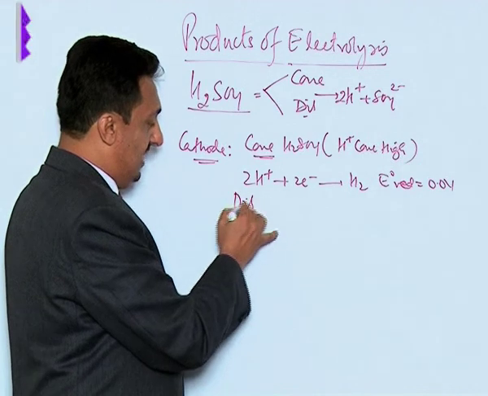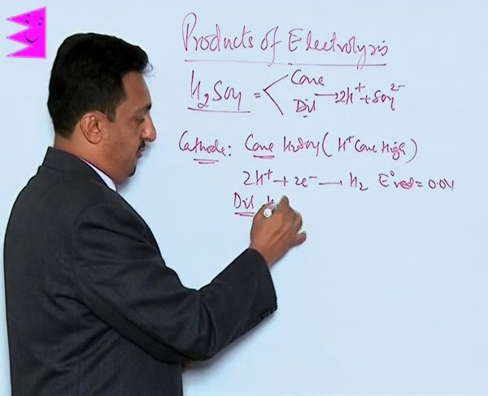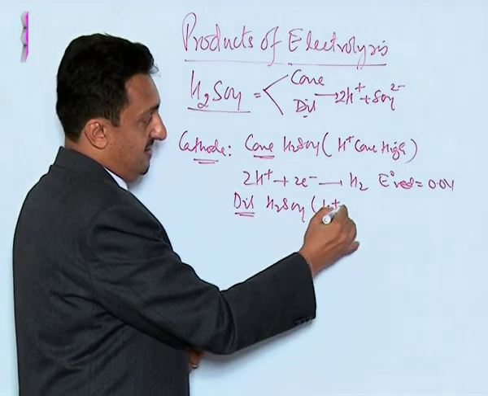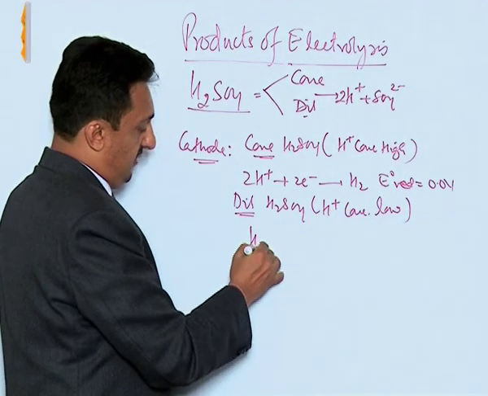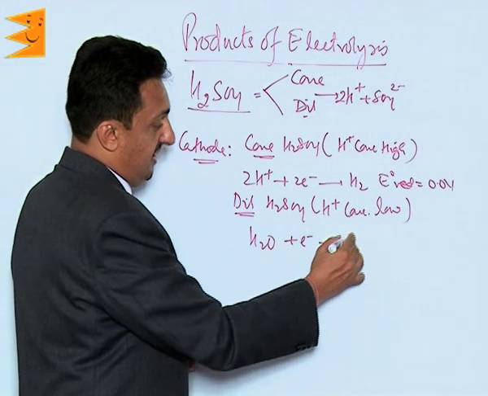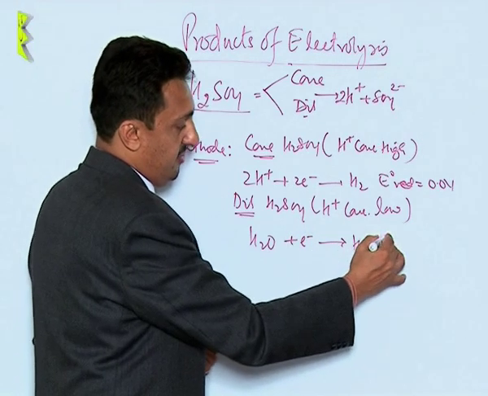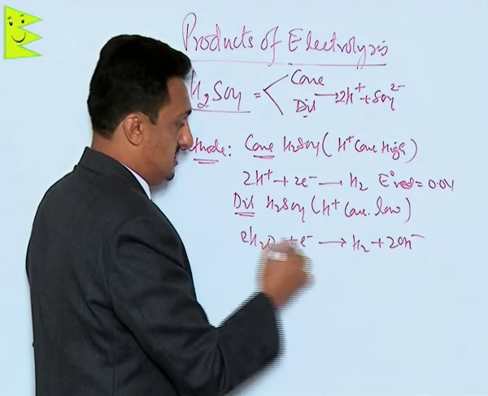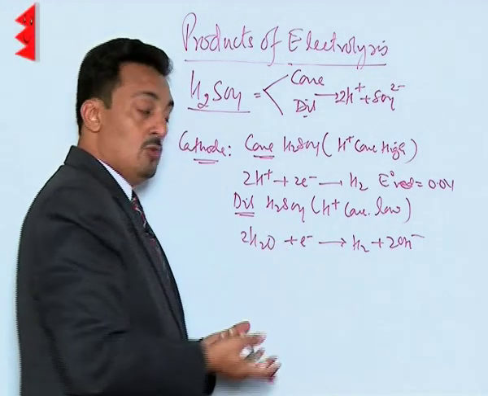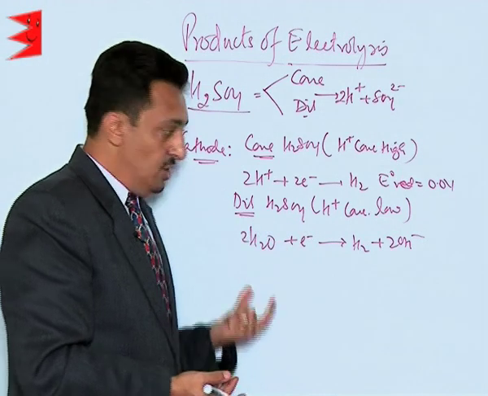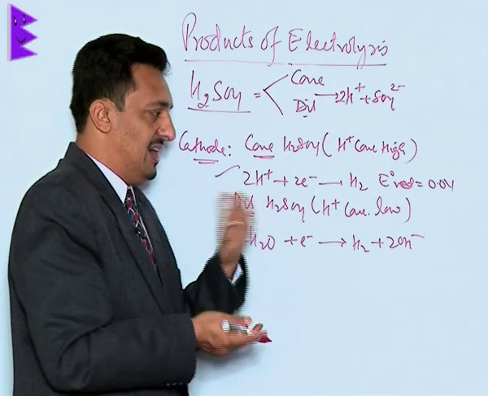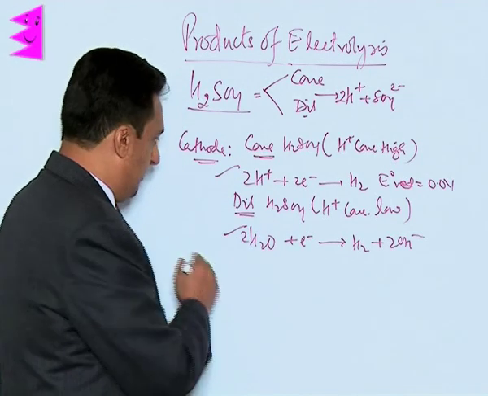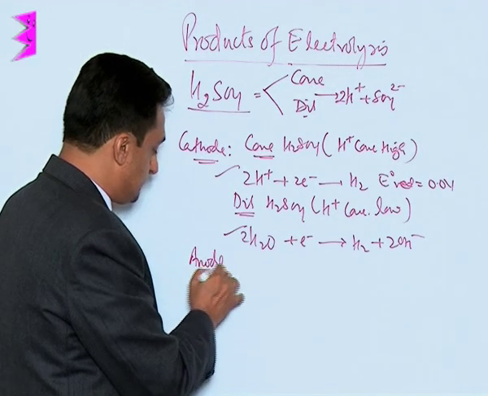Whereas if it is dilute H2SO4, the H plus ion concentration is low, and it is the water which gets reduced, forming hydrogen and OH minus ions. So there is again no conflicting ion with this. So in both these cases, whether concentrated or dilute, we will be getting hydrogen gas. But what happens at the anode?